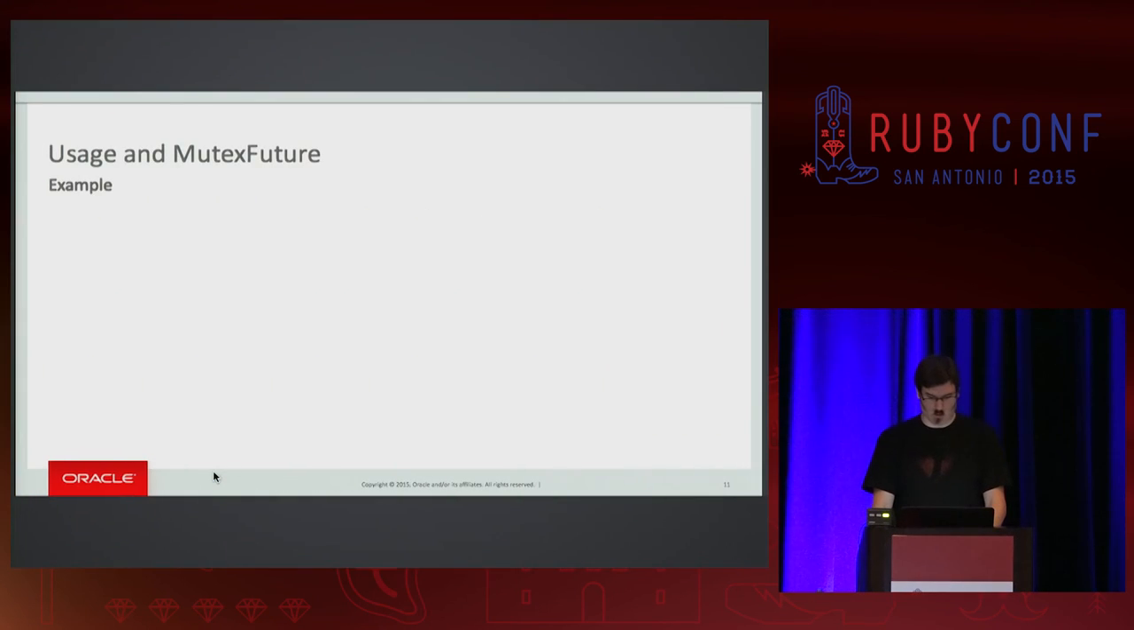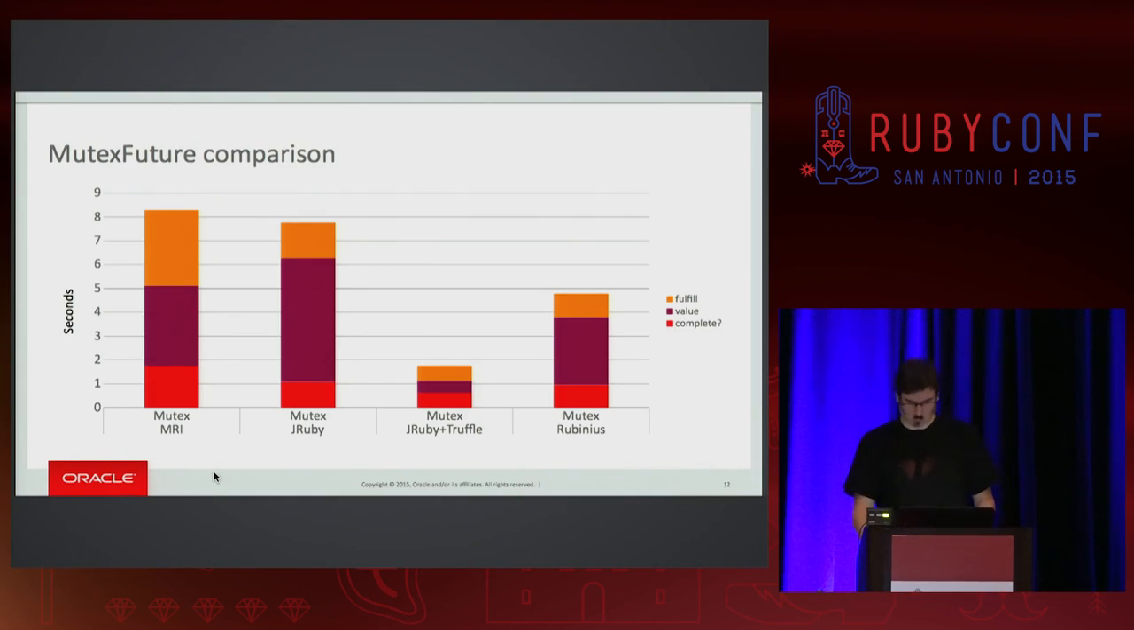So now let's look at how this performs on the different implementations. The scale is in seconds, and it's 5 million operations for each of the micro benchmarks, complete and value, and 2.5 million operations for the fulfill part, which is trying to simulate that usually you are reading the value more often than fulfilling it, which is just fulfilling it once.